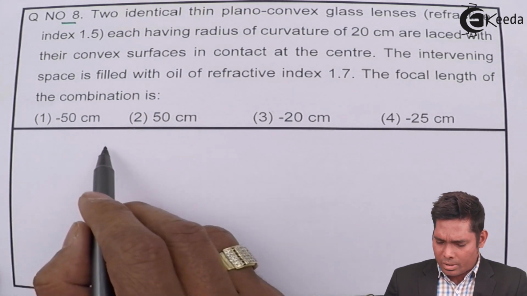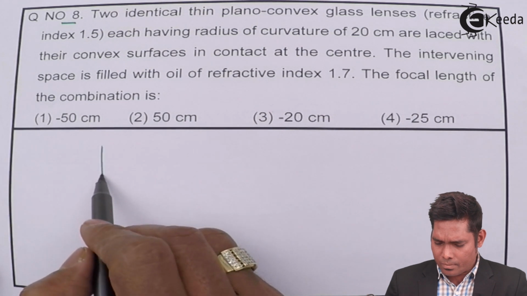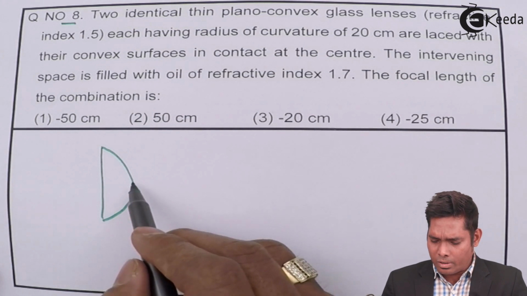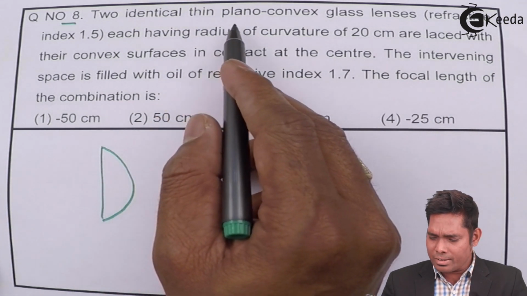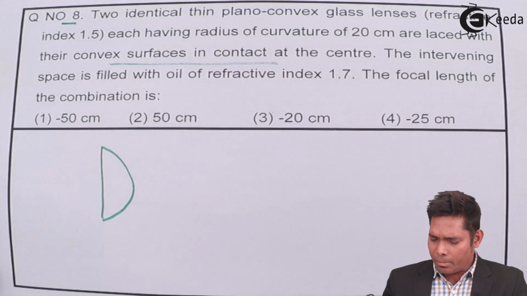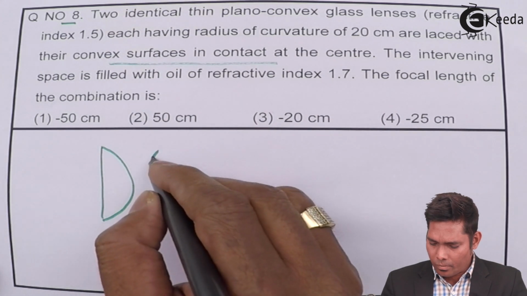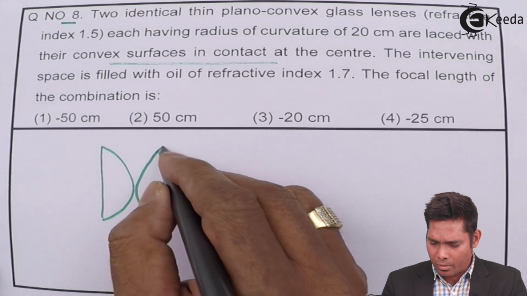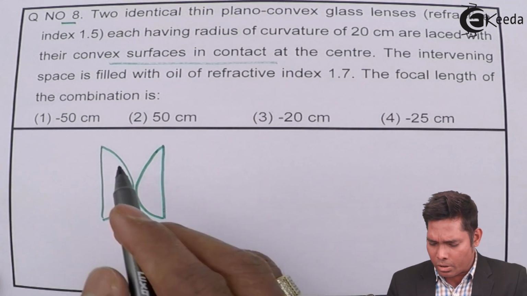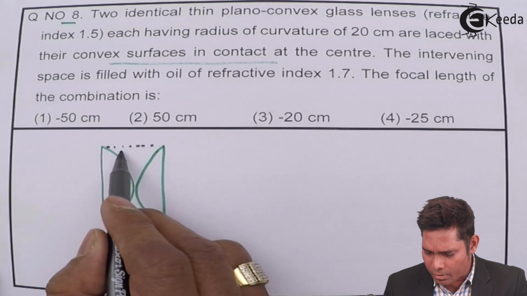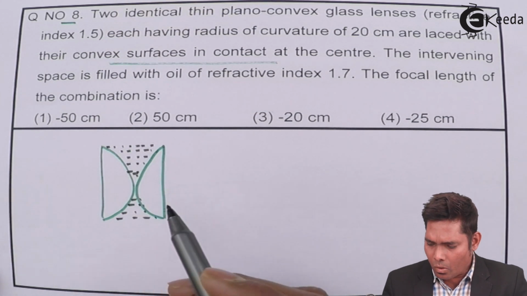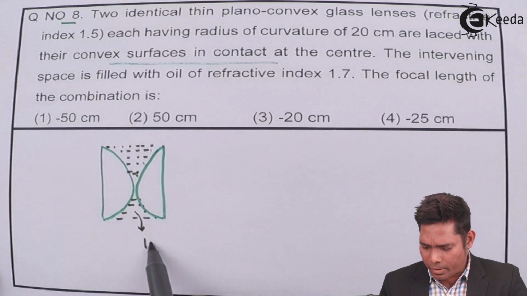Now the question is that we have got two plano-convex lenses like this. This is one, and the other one is also like that. Their convex surfaces are in contact, so these surfaces are in contact. And the intervening medium is filled with liquid of refractive index 1.7.